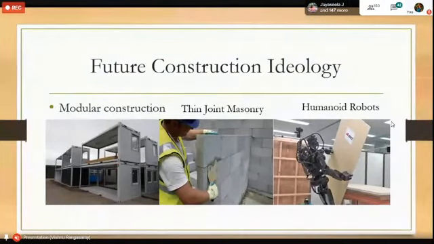So the humanoid robots. Due to the shortage of human labor, humanoid robots are gaining popularity in transporting building materials. This was developed in Japan, where it can transport plywood, cardboard, even granite and heavy equipment.